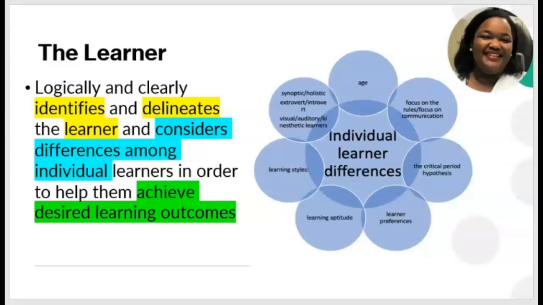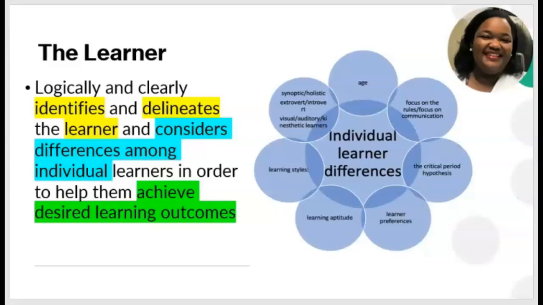So instead of saying I have generation X, you might go into more detail to say I have generation X. However, these generation X are very technologically savvy. You're describing it, you're delineating it. You consider these differences and how that might impact the outcomes that you have established for your content, what you expect the learner to get out of this entire encounter.